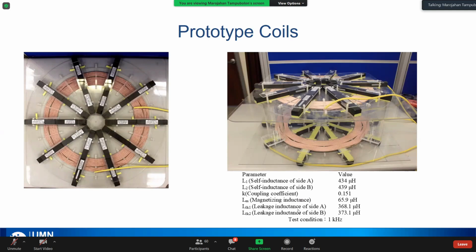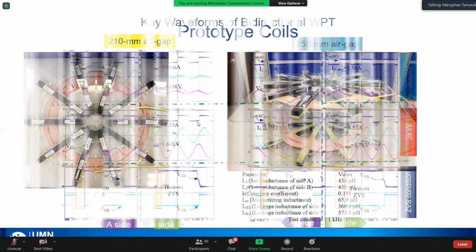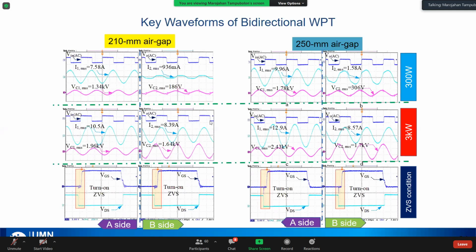Okay, and the magnetizing inductance here we have is around 65.9 microhenry, and we measure this one at 1 kilohertz frequency. After doing some tests, we have this key waveform here. You can see the left side is for 210 millimeter air gap, and the other one is for 200 millimeter air gap.